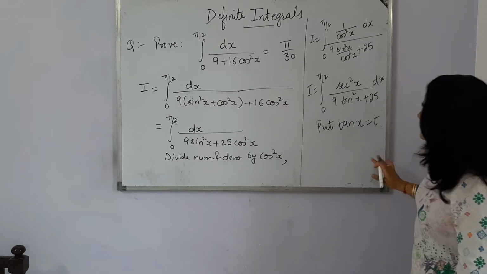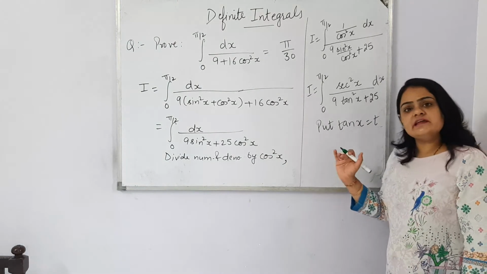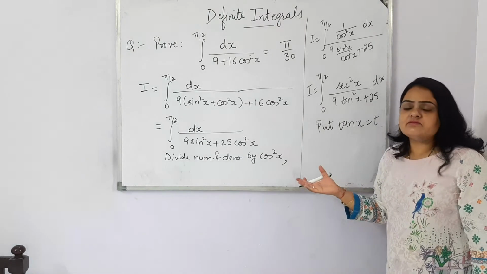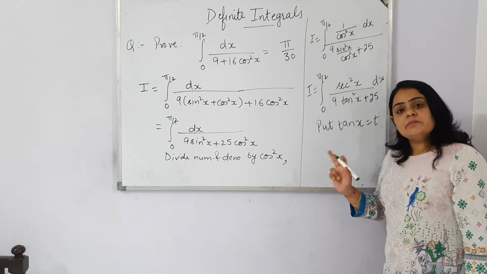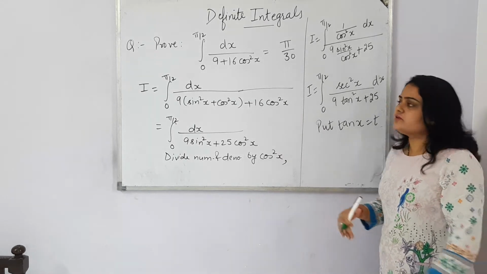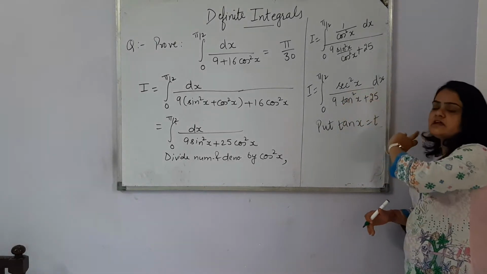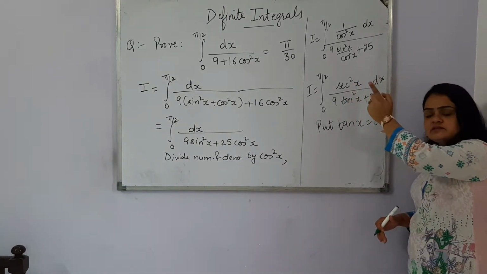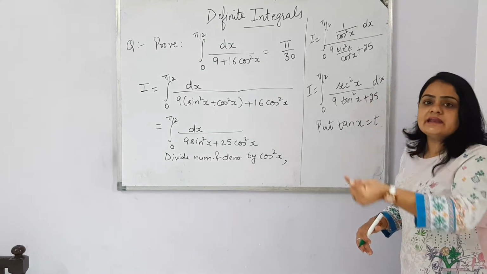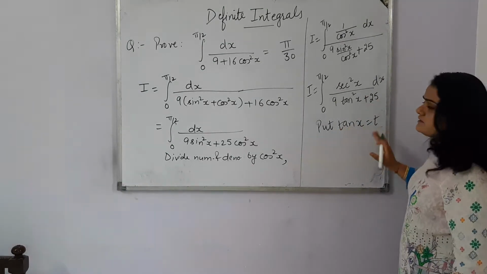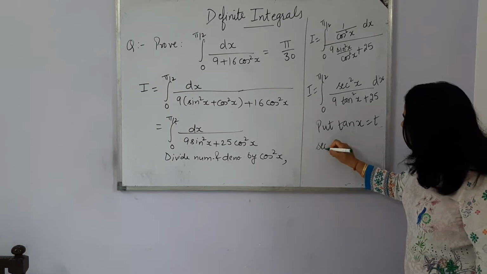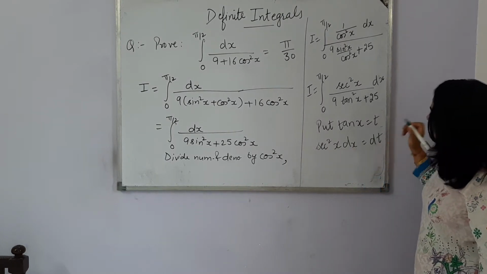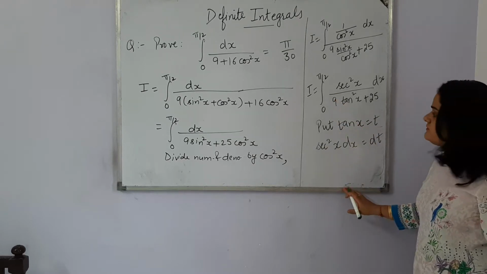So again, in each and every question, derivative is available and we need to find the function. The function may or may not be available in the integrand, but the derivative should be available. So here the derivative is secant square x dx. The derivative of tan x is secant square x. So I am substituting tan x is equal to t. So secant square x dx is equal to dt, and we need to change the limits as well.